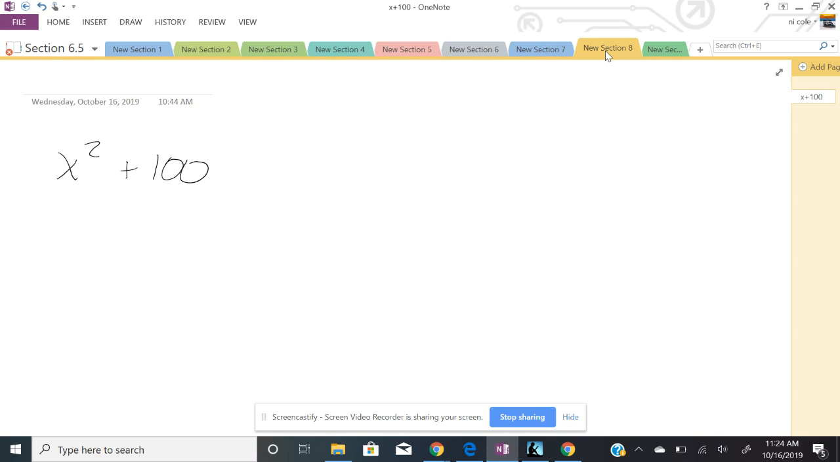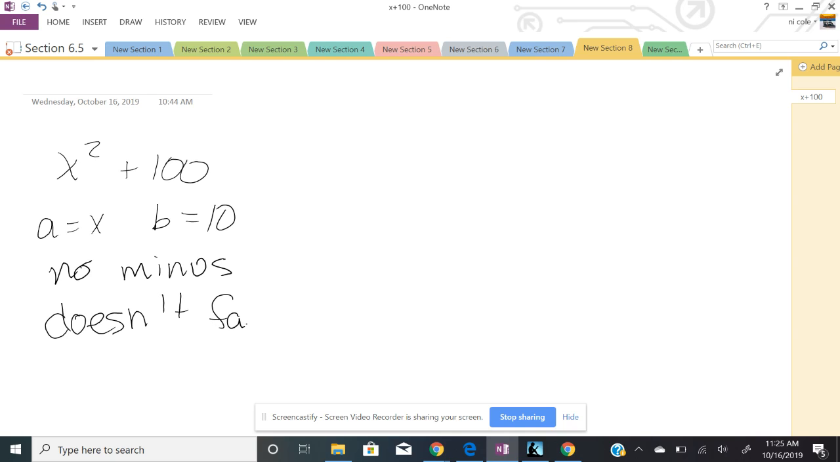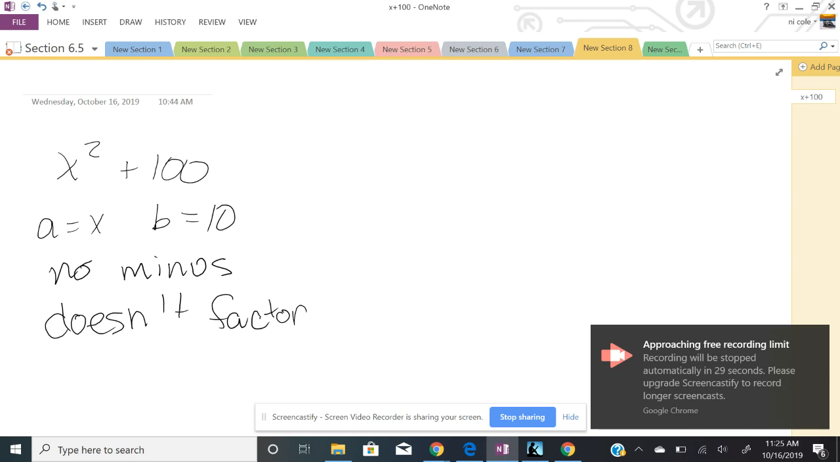Okay, x squared is a perfect square. So a is equal to x. b, 100. What times what is 100? 10. And the third thing I have to check, is this a minus sign? No minus. Therefore, it does not factor, making this problem prime.